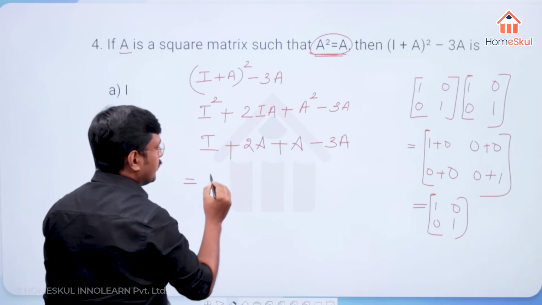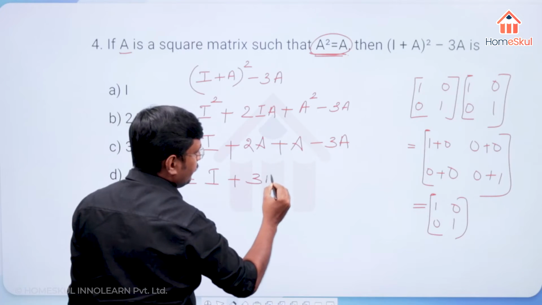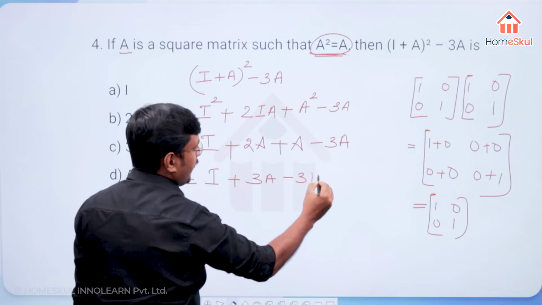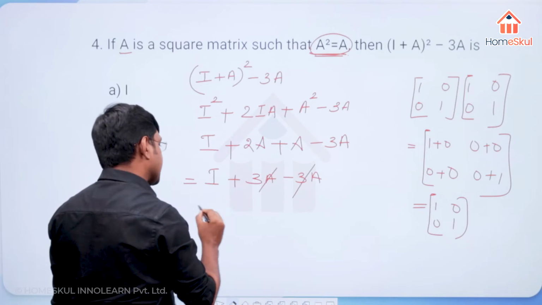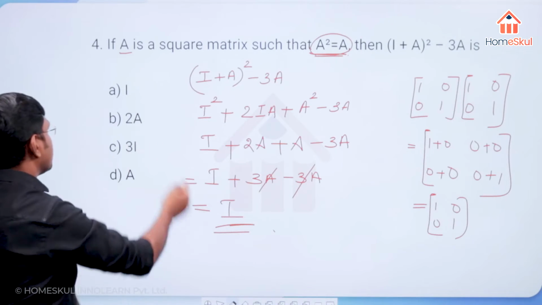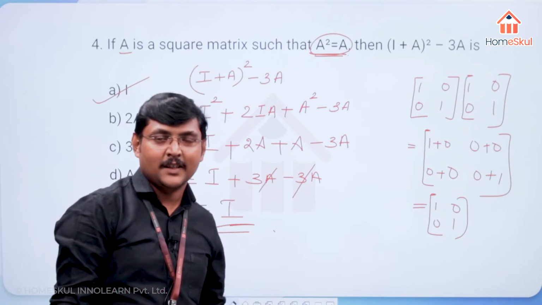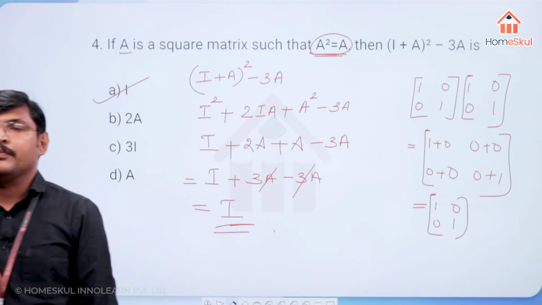So which is equal to I plus 2A plus A, that is 3A, minus 3A. What happens? Plus 3A and minus 3A cancels out. As a result of that, the final answer becomes I. So for this question, A is the correct answer. I hope it is clear, right? Remember this very important question. Note this.